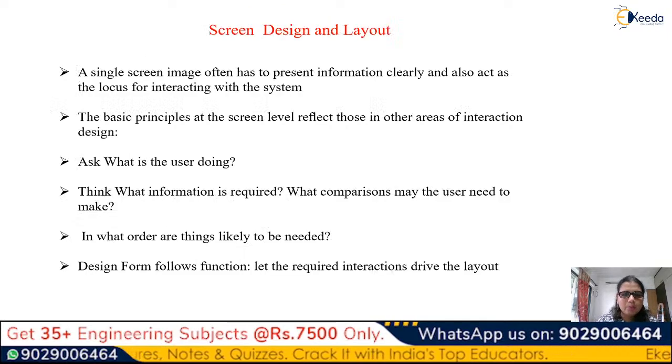Then next we have screen design and layout. So who is using this? A single screen image often presents information clearly, and also acts as a locus for interacting with the system. That means the basic principles at the seven levels reflect those in the areas of interaction design, like what the user is doing, what the user wants, what information is required, what comparison the user may need to make, and so on.